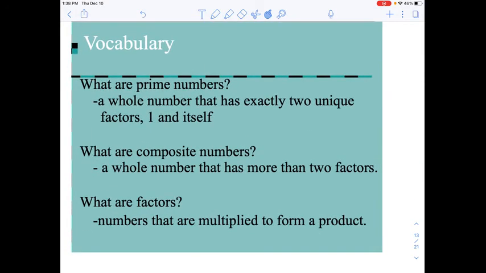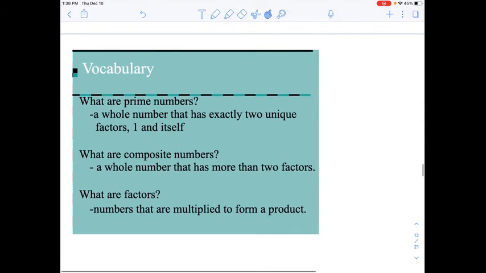Okay, so then this moves into the 9.2. I know it's a long lesson. So just some vocab, prime numbers. I know we've talked about this before, but prime numbers are whole numbers that have exactly 2 factors. So 1 and itself. So like 17 can't be divided by anything but 1 and itself. So it's prime. Composite numbers are numbers that have more than 2 factors. And then factors are numbers that are multiplied to form a product. So like factors of 4 would be 2 and 2 because those can be multiplied together to form 4.